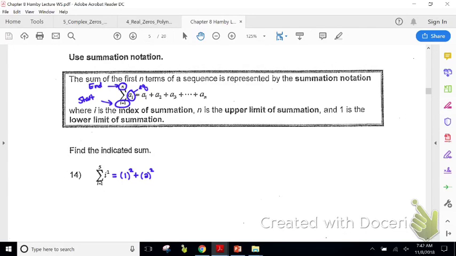2. This is actually easy. 3. 4. And 5. And we stop at 5 because that's where it tells me it's going to end, from 1 to 5. And then just work those out and add them up.